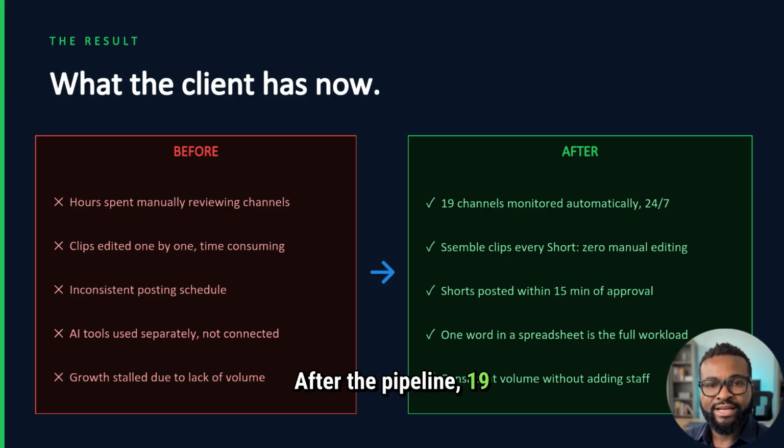After the pipeline, 19 channels run on their own. Every short gets clipped without a human touching the timeline. Clips go live within 15 minutes of approval. The only thing a person does is type one word in a spreadsheet. That is the entire job.